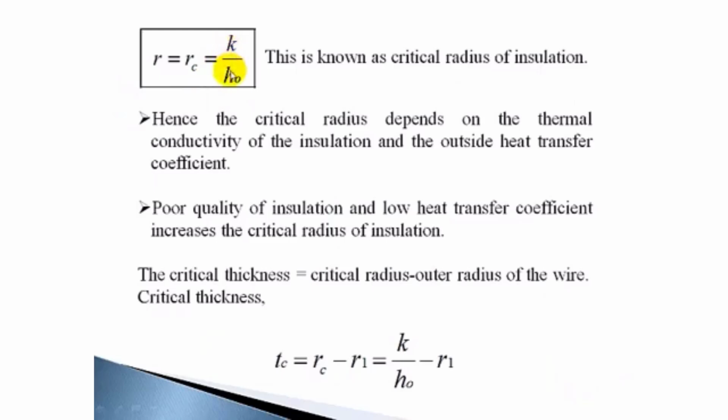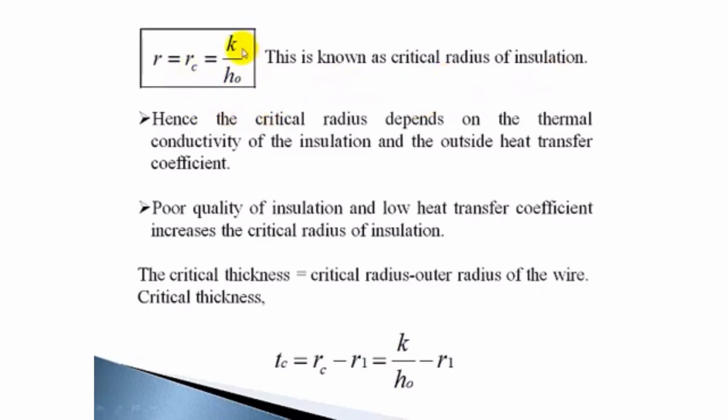So this radius is the solution for the outer radius for which the heat transfer is maximum. This particular radius is known as the critical radius of insulation. So the critical radius of insulation is k by h naught. If you are insulating the wire or a hollow cylinder up to this radius, then the heat transfer will be maximum. So Rc is equal to k by h naught, known as the critical radius of insulation.